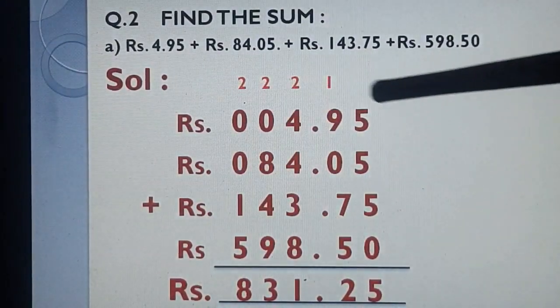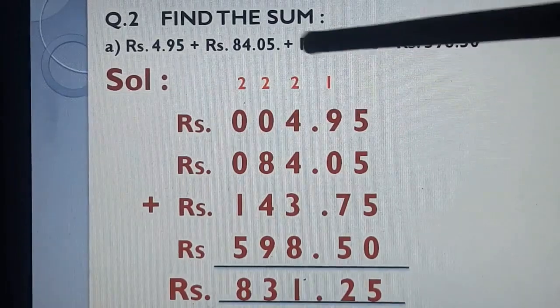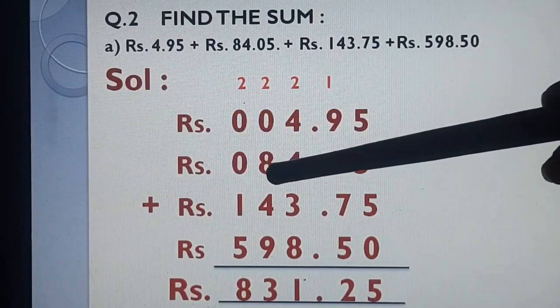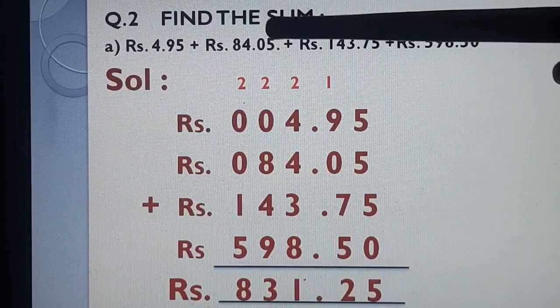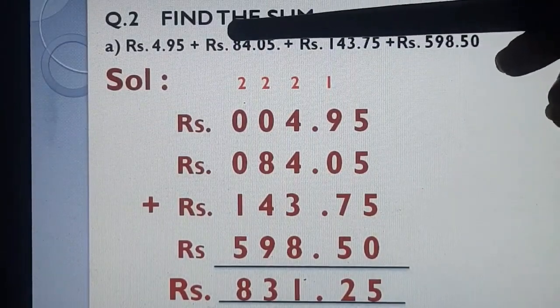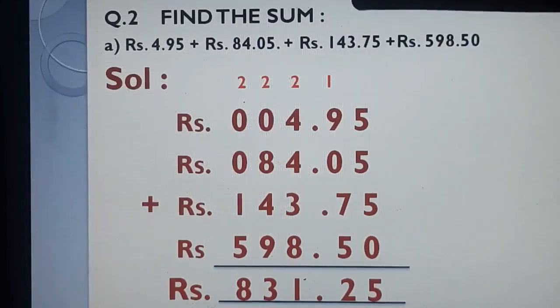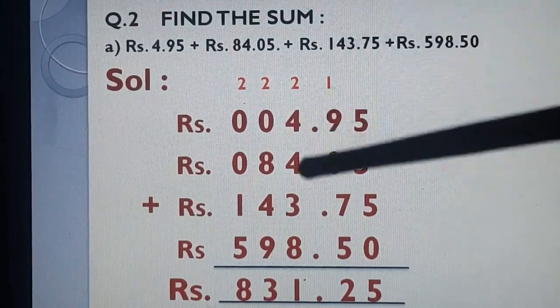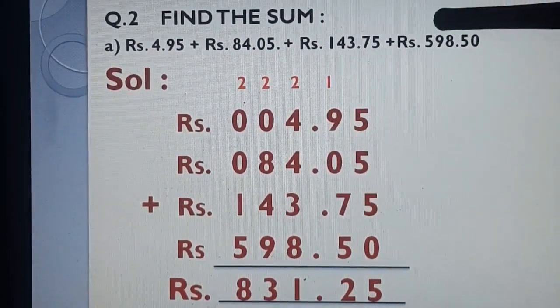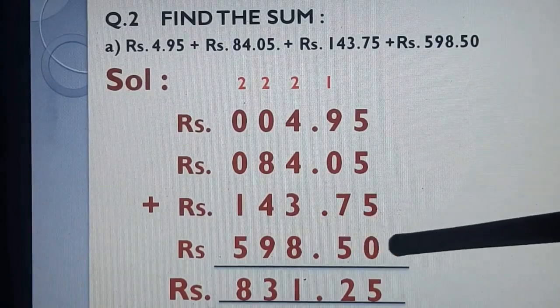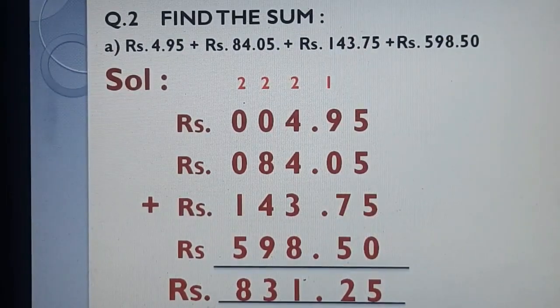So first number you will write down rupees 4.95. Below this rupees 84.05. Be careful that 4 is at 1's place, 8 is at 10's place. Right? Decimal, then 05. Then 143.75 and rupees 598.50. Now you will do addition.